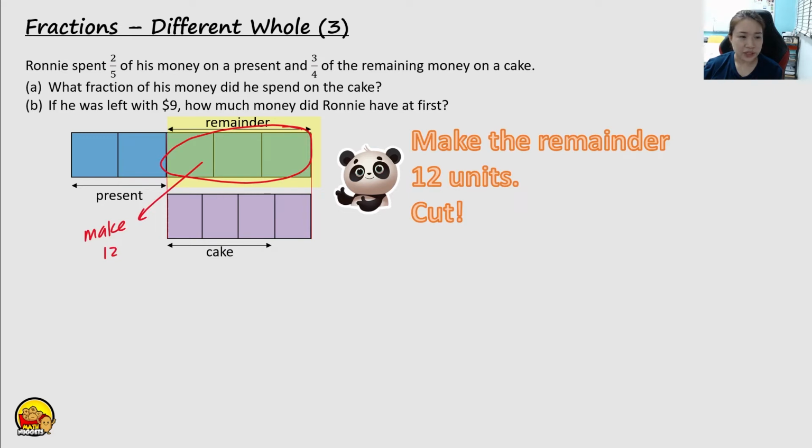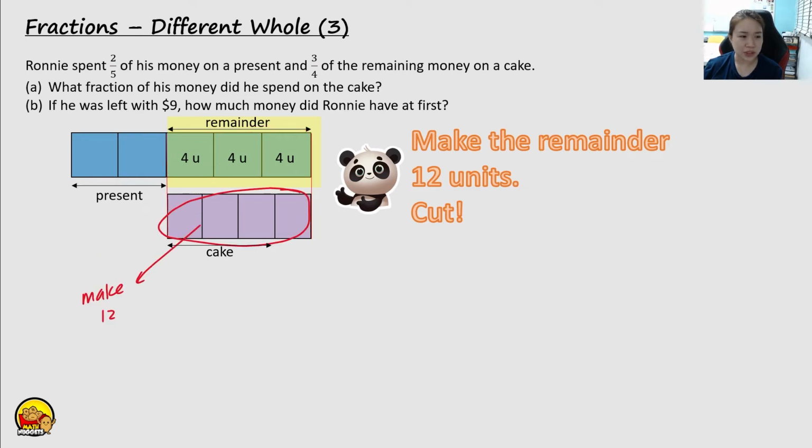Now, over here is the remainder. I need to make it 12. How can I make it 12? Each unit I will have to cut into 4 units, right? 4 times 3 is 12. So 4 units, 4 units, 4 units. That gives me 12 units.